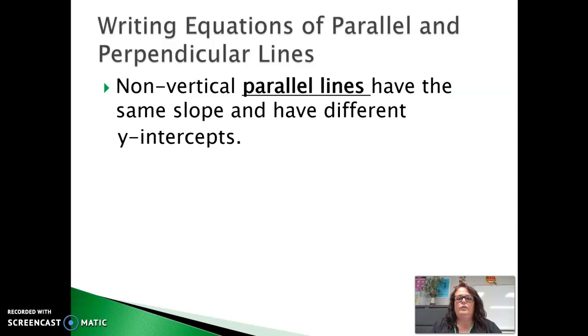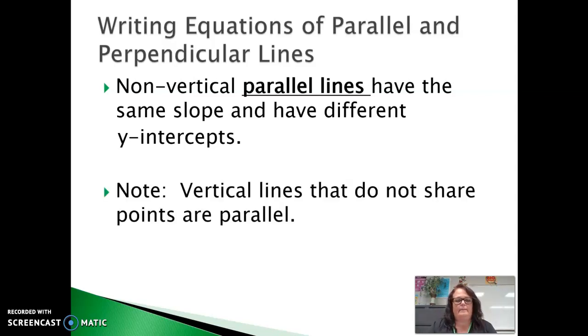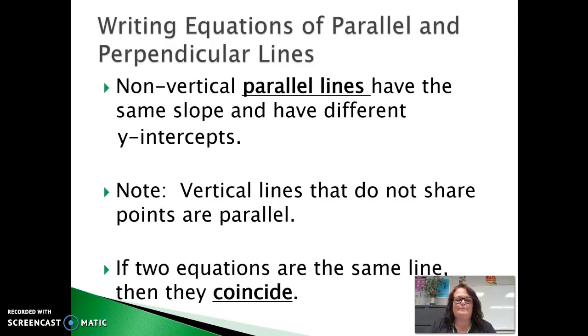So, non-vertical parallel lines have the same slope and different y-intercepts. The reason why they have to have different y-intercepts is to make them two different lines instead of the same line. So note that vertical lines that do not share points are parallel. We can't use the slope on vertical lines because the slope is undefined. So since it's not a number, we can't say that they're the same. And then we use the word coincide if two equations are exactly the same. So that would mean same slope and same y-intercept. That means that they coincide.